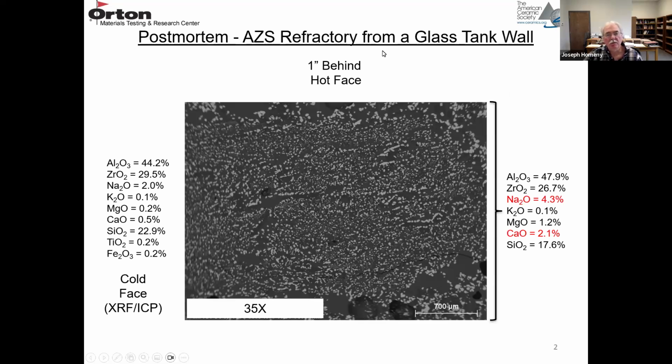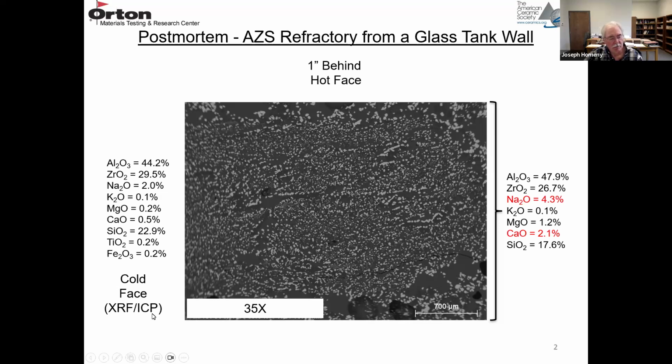So this is an AZS refractory from a glass tank wall. And basically on all these SEM studies, we try to compare a new microstructure to a used microstructure and see what the difference is. And sometimes we don't have new refractories. We try to look at the cold face or somewhere behind the hot face to try to find an original microstructure. But this is 1 inch behind the hot face of an AZS refractory. And then we had a cold face here.